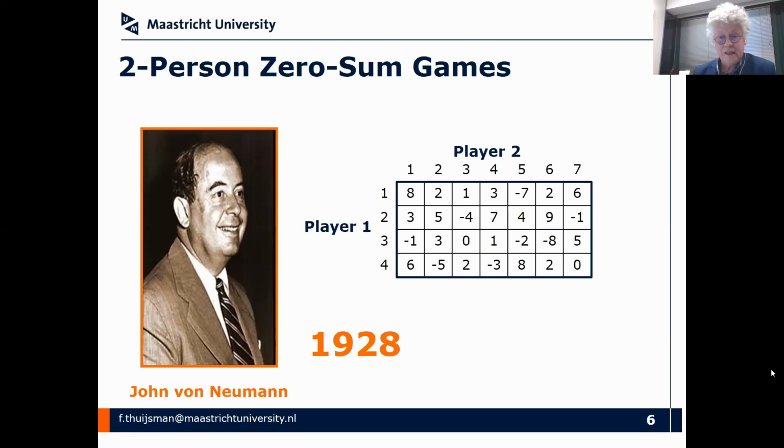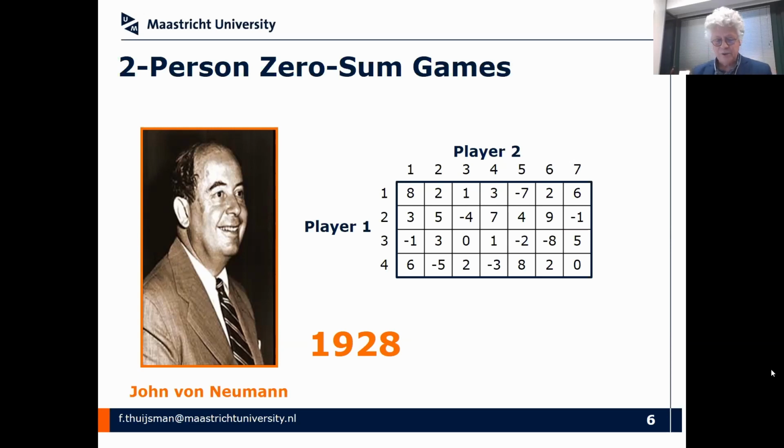Then we see there's a 5 in this entry in the 3rd row and the 7th column. And this is interpreted as the row player wins 5 from the column player. Now, what this 5 means is completely up to the type of problem that you're looking at. It can be money, so it can be €5. It can also be, let's say, things like market shares, so you get 5 more shares or something like that. And there's also all kinds of different interpretations possible.